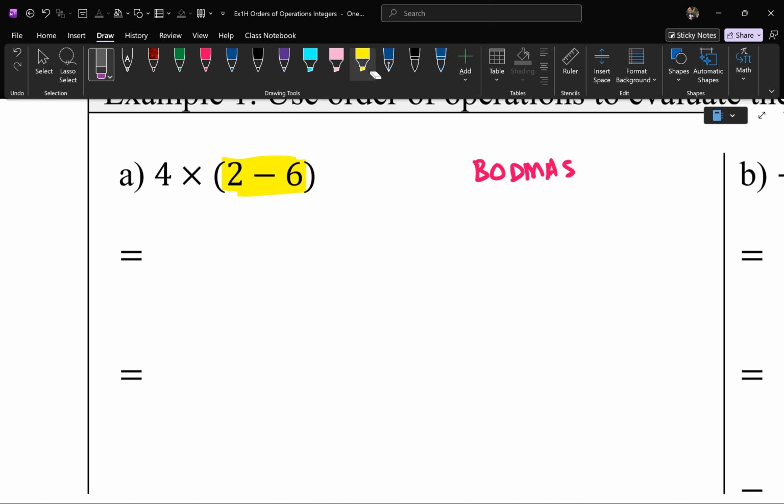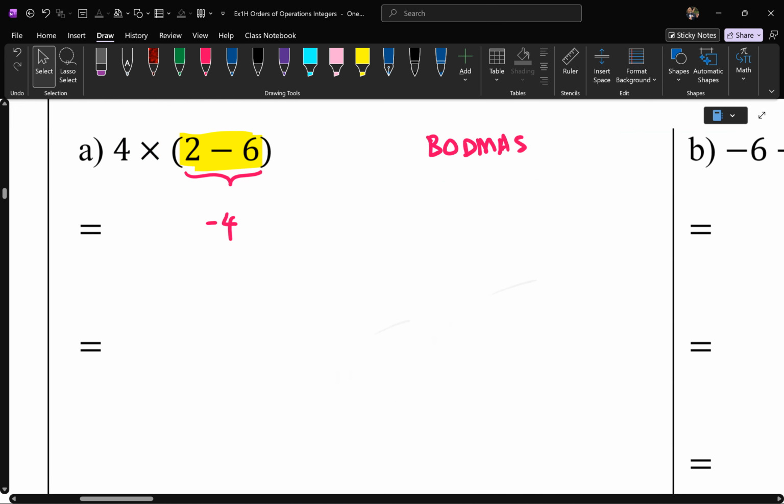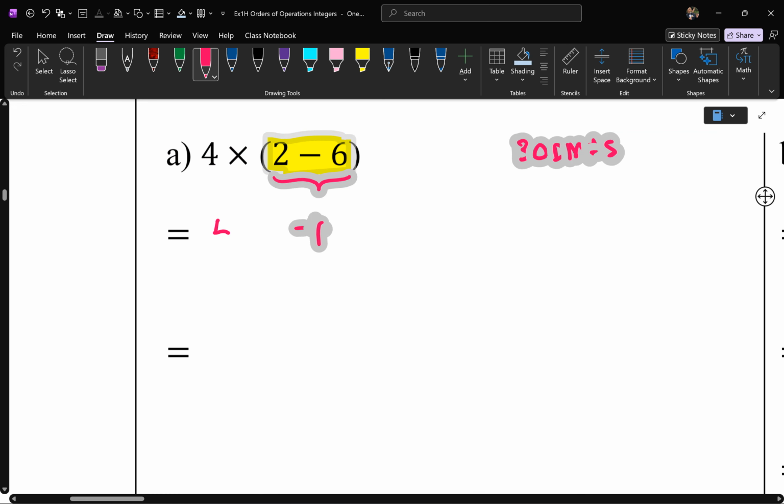So you look at the brackets and you say, what is inside the brackets? Well, right now I've got a 2 subtract 6. 2 subtract 6 equals what? Let's go with Harley. -4. Very good. So this here, again, practicing 1E or 1F. And if you're not confident with this, use a number line. That's why I gave it to you on the page there. Okay. So we now know 2 minus 6 is going to be -4, and we still have the 4.